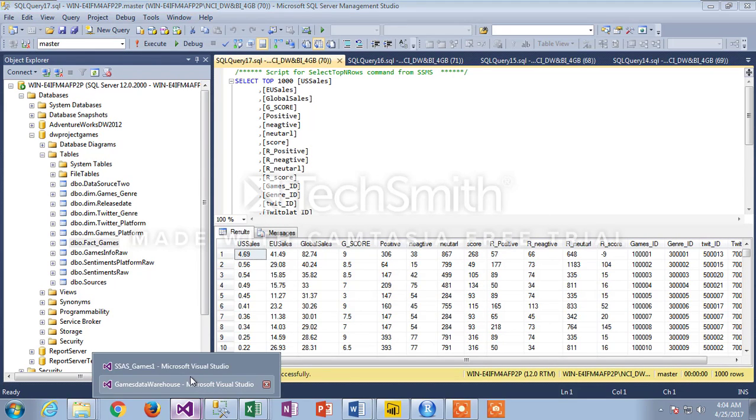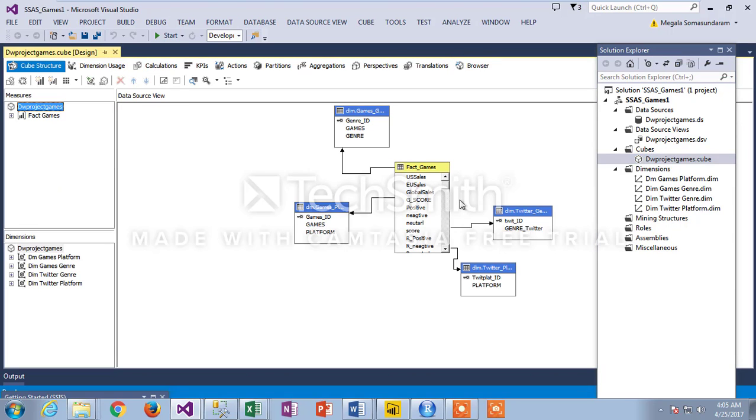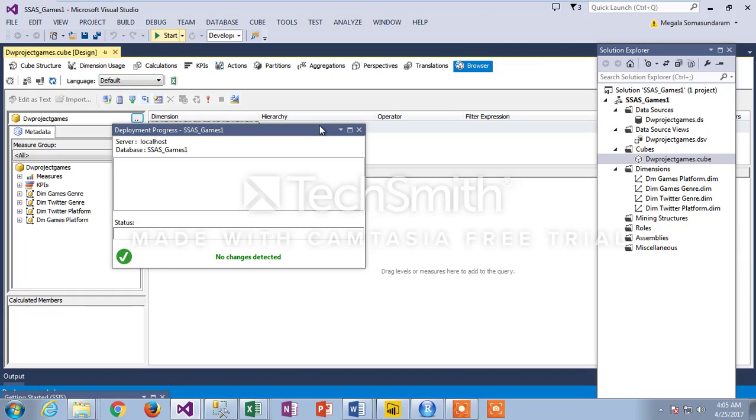After this, we have to move to SSAS. Here we are going to deploy the cube. This is the dimension table, and this is the dimension table, and this is the fact table. All the dimension tables have a primary key which is connected directly to the fact table. Now let's deploy the cube. The cube has already been deployed, so it shows no changes detected.